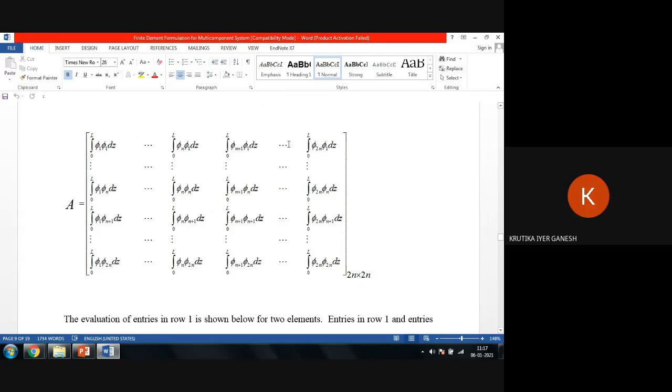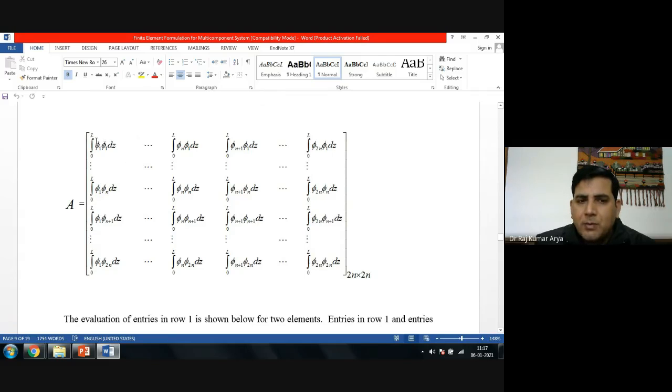Same thing here, whatever will come on top, same thing would be pasted here again, because this would be for equation number 2, this would be for equation number 1. So you will get your complete matrix, which is 2n by 2n.